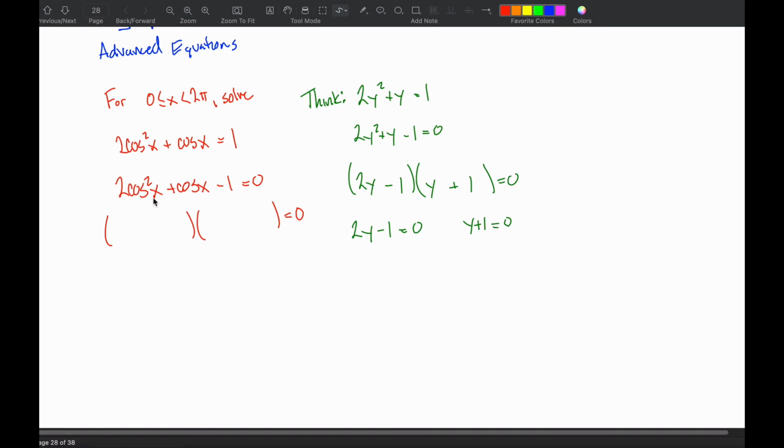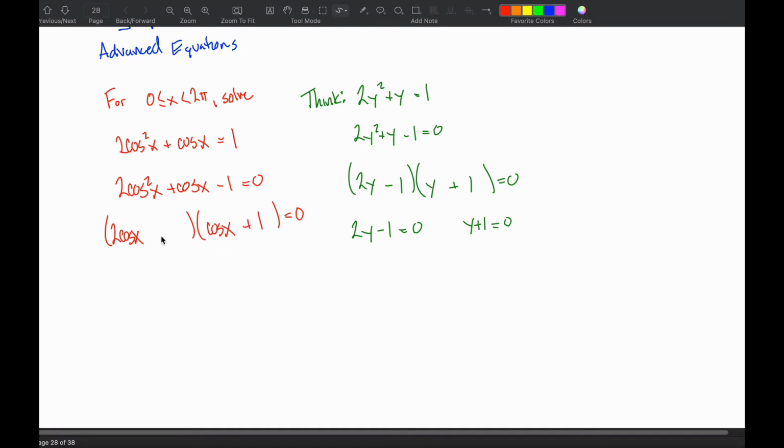In order to get 2 cosine squared x as my first term, I'm going to need 2 cosine x on one side and cosine x on the other side, just like I needed 2y and y over here. And then in order to get this -1, I'll need a +1 somewhere and a -1 somewhere, but I'll have to be careful where I put those, because if I put the -1 on this side, I won't capture this positive cosine of x if I were to FOIL this back out.